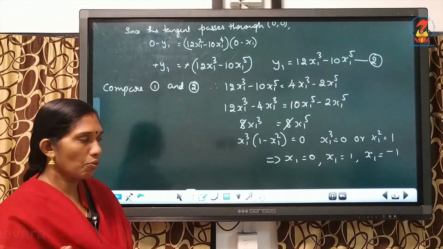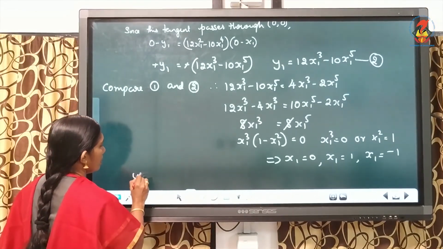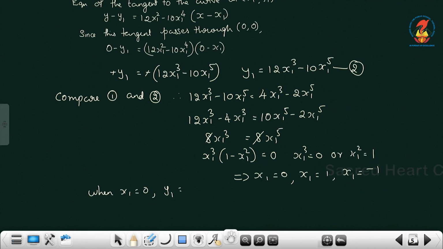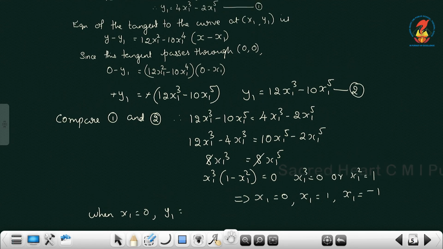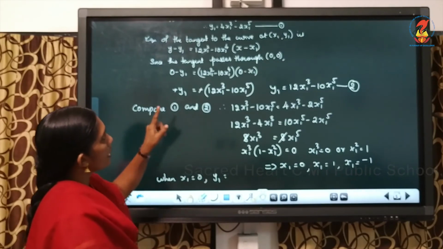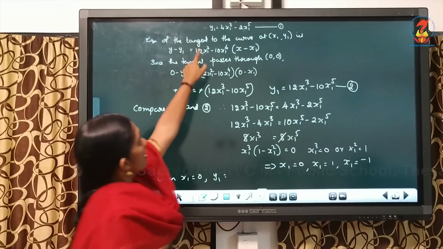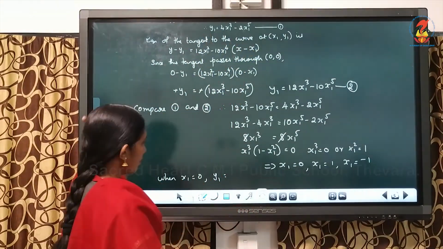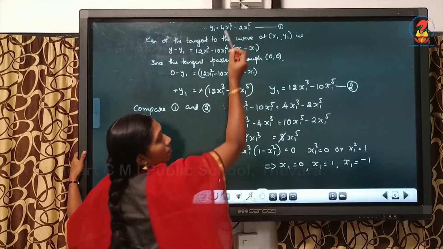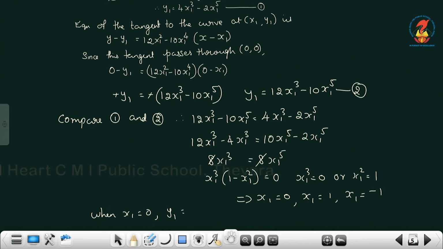Now find the corresponding values of y1. So when x1 is equal to 0, what is y1? From where do we get this y1? From the equation of the curve. What is the equation of the curve? 4x cube minus 2x raised to 5. So y1 is equal to, when x1 is equal to 0, both the parts are 0. So y1 is 0.